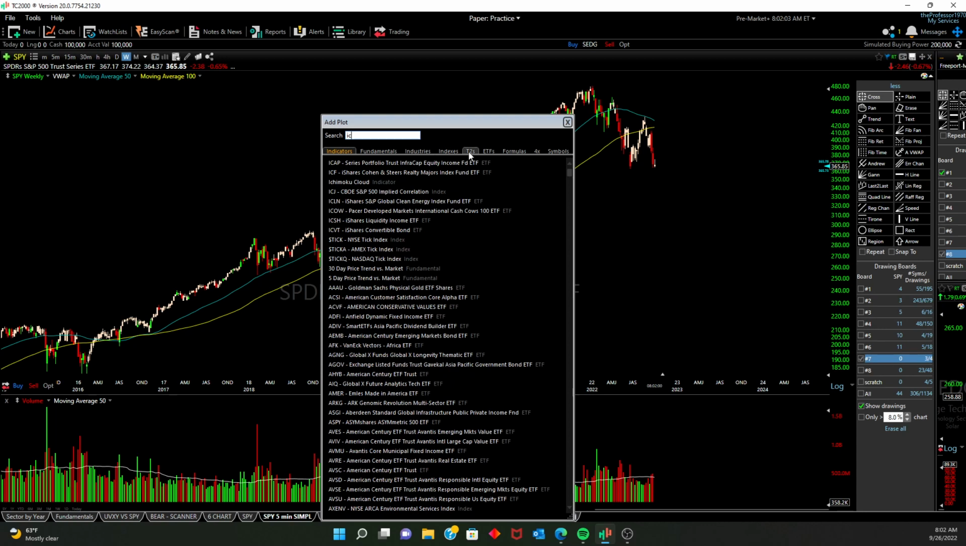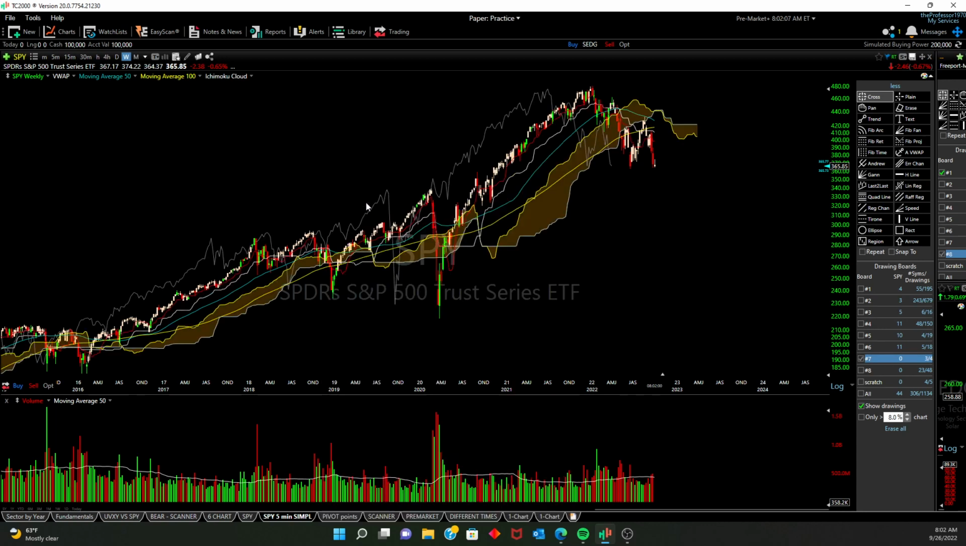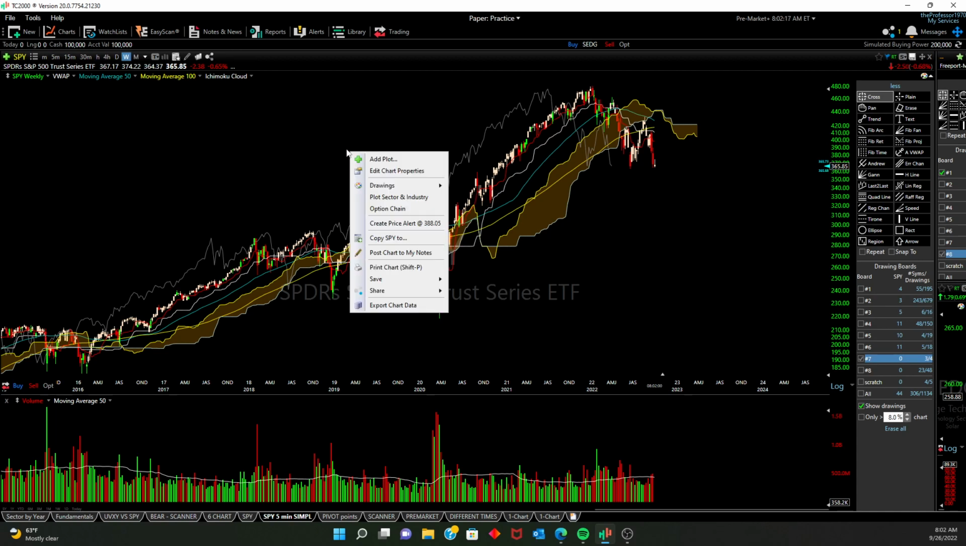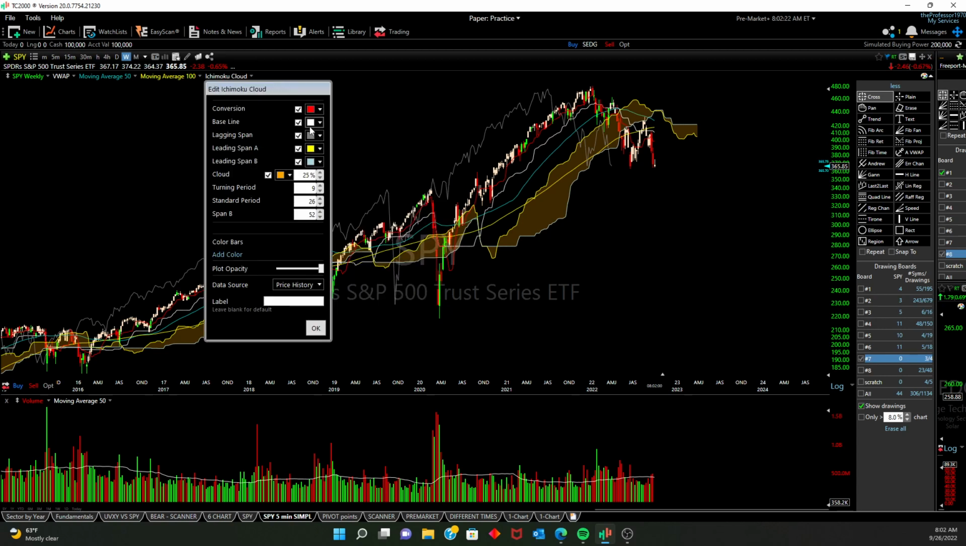Actually, I'm going to just type in cloud. There it is, Ichimoku cloud. And all these lines show up. Well, this can be very, very confusing. So what I do here is I go into the Ichimoku cloud, go into edit and get rid of all these lines: the conversion line, the baseline, the lagging line, the leading line. And you can see it starts cleaning up my chart.